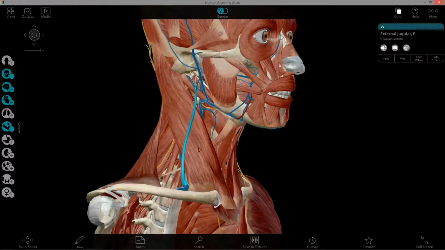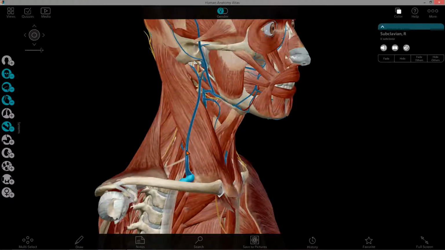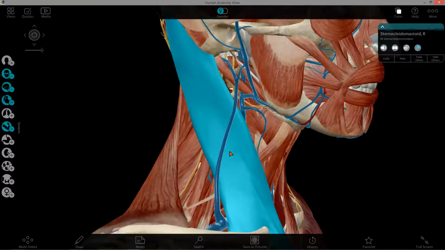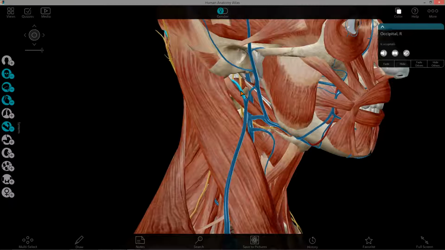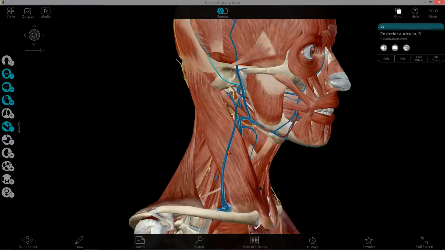So I'm going to start us off with the external jugular, which empties into the right subclavian. The external jugular courses along the superficial surface of the sternocleidomastoid along the lateral surface of the neck, and it has several tributaries including the retromandibular, the occipital, and sometimes the posterior auricular as well. So let's really quick look at the external jugular.